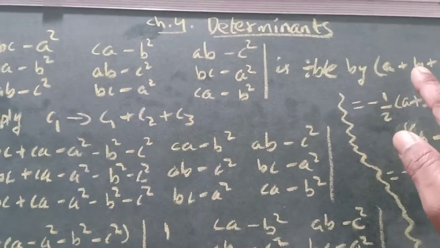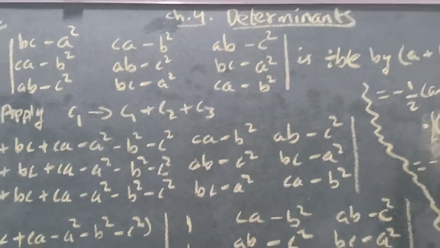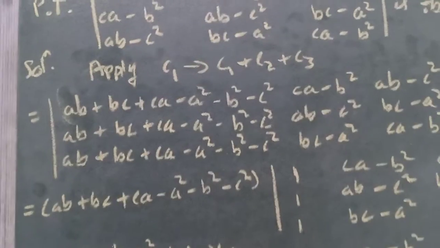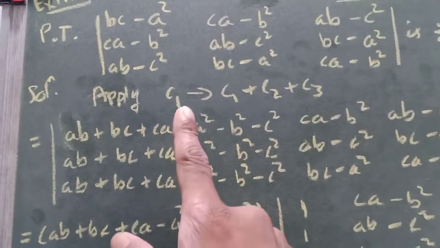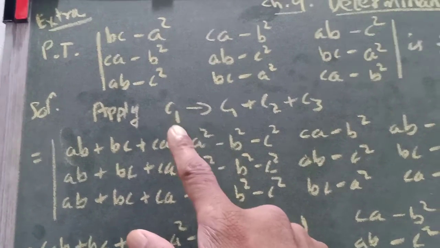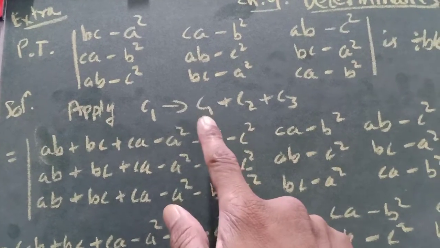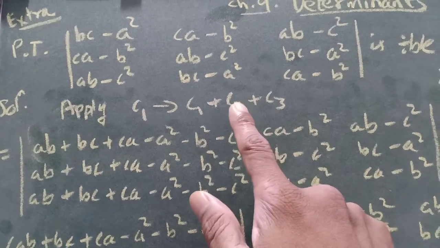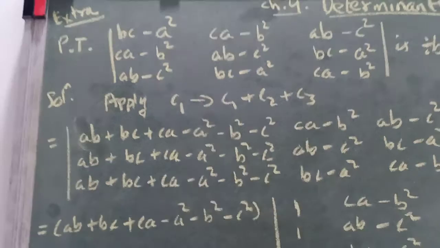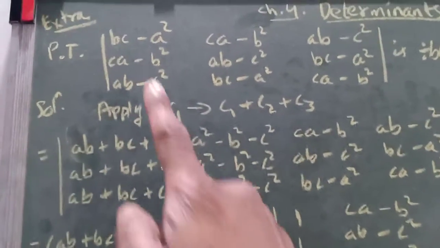By dividing by A plus B plus C, what is remaining, that we want to find out. Okay, so we'll start. First I am applying the operation C1 to C1 plus C2 plus C3, meaning we are adding column 2 and column 3 into column number 1.